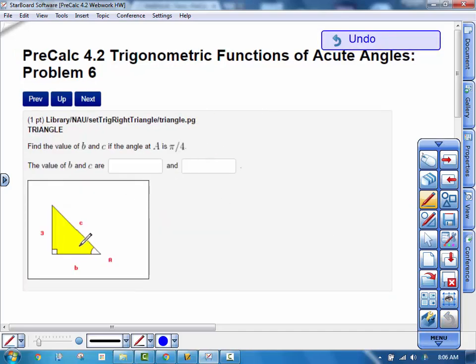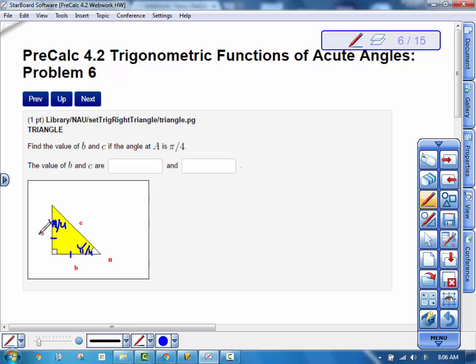Okay, just to remind you of your special right triangle values, they tell you to find the value of B and C. So we want the leg and the hypotenuse. If this angle is pi over 4, well, so is this one. Pi over 4 is 45 degrees. So we have an isosceles right triangle.